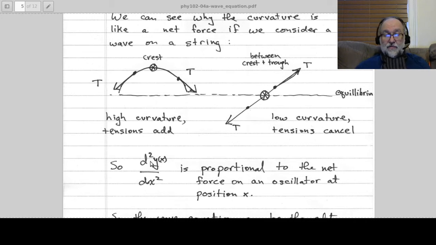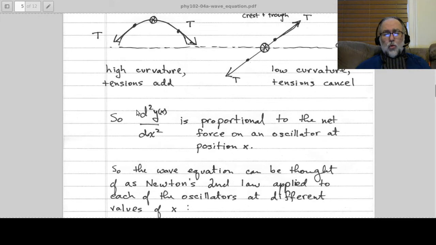The second derivative with respect to x is actually proportional to the net force. Okay, so let me say that again. Wherever the curvature is big, so the second derivative of the displacement with respect to x, that's this curvature, that's where the force is big. Wherever that curvature is small, that's where the net force is small. So the curvature is actually proportional to the net force on the oscillator at that point x.